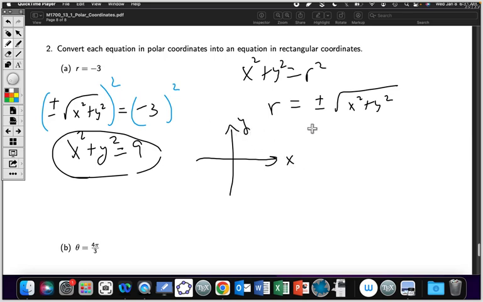r equals negative 3 would describe all points in polar coordinates with the r value negative 3. So you would start by moving to the left 3 units, and then theta could be whatever. Okay, so that would sweep out a circle of radius 3 centered at the origin, which is exactly what this equation does.